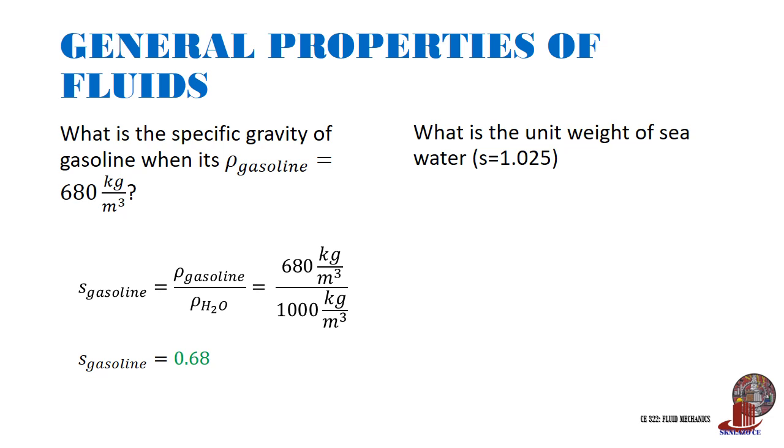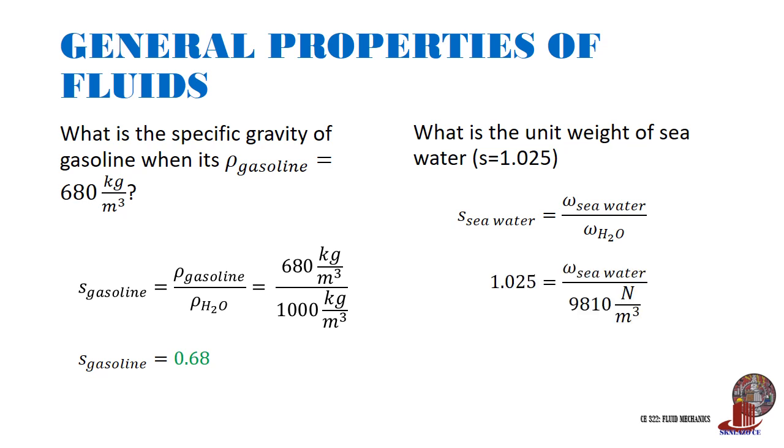The other example says, what is the unit weight of seawater when its specific gravity is given as S is equal to 1.025? In this example, what we are asked would be its unit weight, thus our formula for specific gravity S would be taken as omega of seawater over omega of freshwater. Plugging our values, 1.025 is equal to omega of seawater all over 9,810 newtons per cubic meter, giving us the value for unit weight of seawater as 10,055.25 newtons per cubic meter.